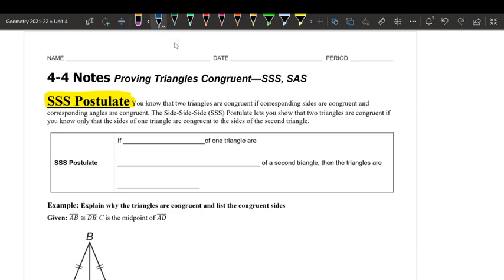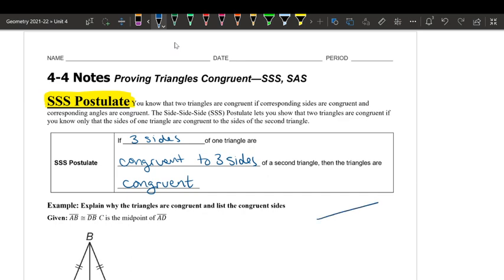So if three sides of one triangle are congruent to three sides of a second triangle, then the triangles are congruent. Because if you have three, we'll just say three sticks, of different lengths, and then another set of three sticks that match the same lengths, you can only put them together where they meet at the same angle in the corners.